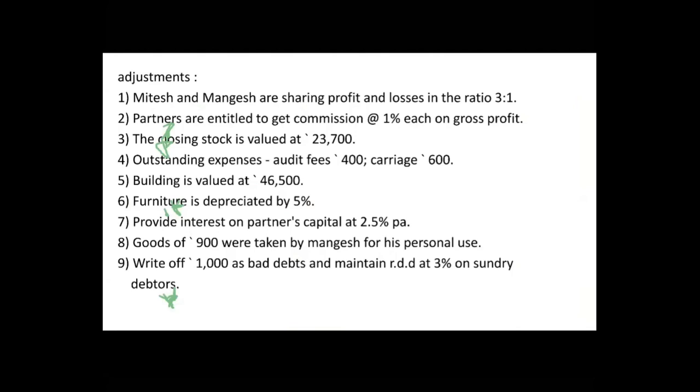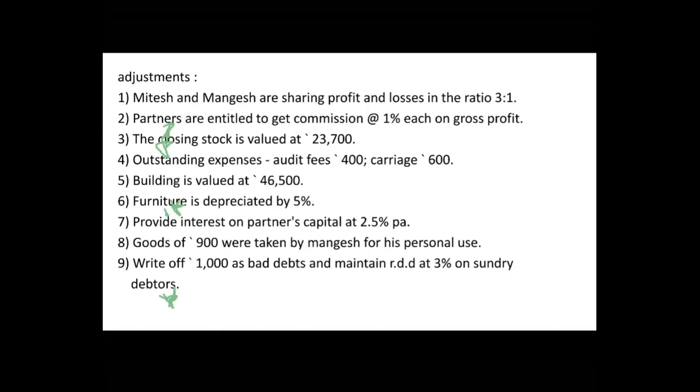Okay. The next one is goods of 900 was taken by Mangesh for his personal use. Again, there are no items which are related with this adjustment. This is an individual adjustment and we're going to have two effects which you are going to record directly. Okay, so no need of any star mark in the trial balance.